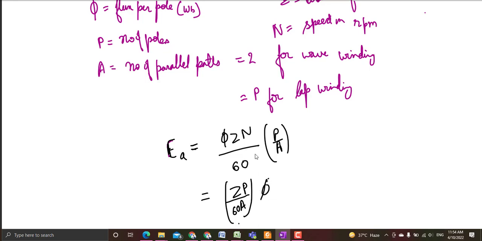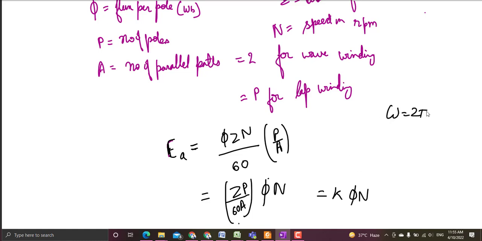The flux can be changed depending upon the supply in the stator. By varying the supply in the stator, the flux can be changed and the speed of rotation can be changed. So I can write this as K into phi into N, where K is a constant.